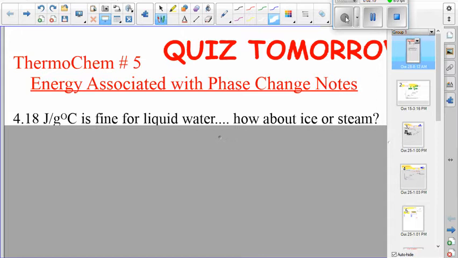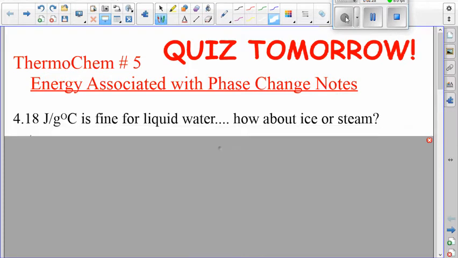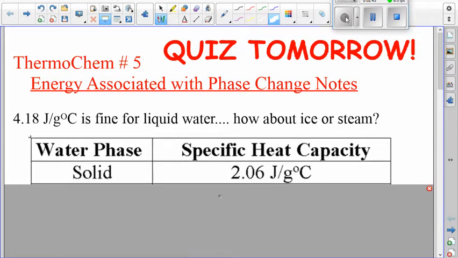Alrighty. So 5Q problems, aka the energy associated with phase change notes. Now, 4.18, it's fine for liquid water. That's the guy that we are used to. Okay? But that actually only works for liquid water. What about if we had ice or steam? So I'm about to reveal a couple numbers to you. You do not need to memorize these numbers, but I do suggest that you write them down because you will use them today. So the specific heat capacity for solid water is actually 2.06. So liquid water is 4.18, as always, but solid water is now 2.06.